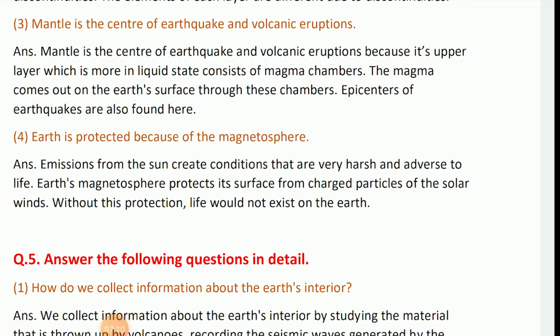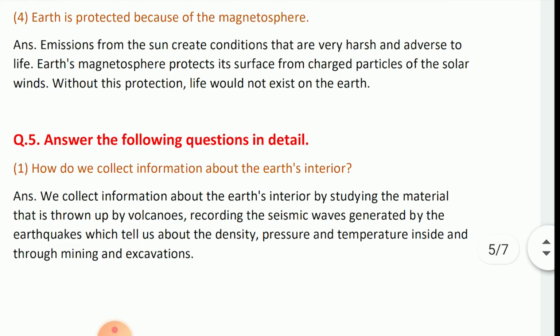The Earth is protected because of the magnetosphere. The Earth's surface conditions are very harsh and adverse, and the magnetosphere protects its surface from charged particles of the solar winds. Without this protection, life would not exist on the Earth.